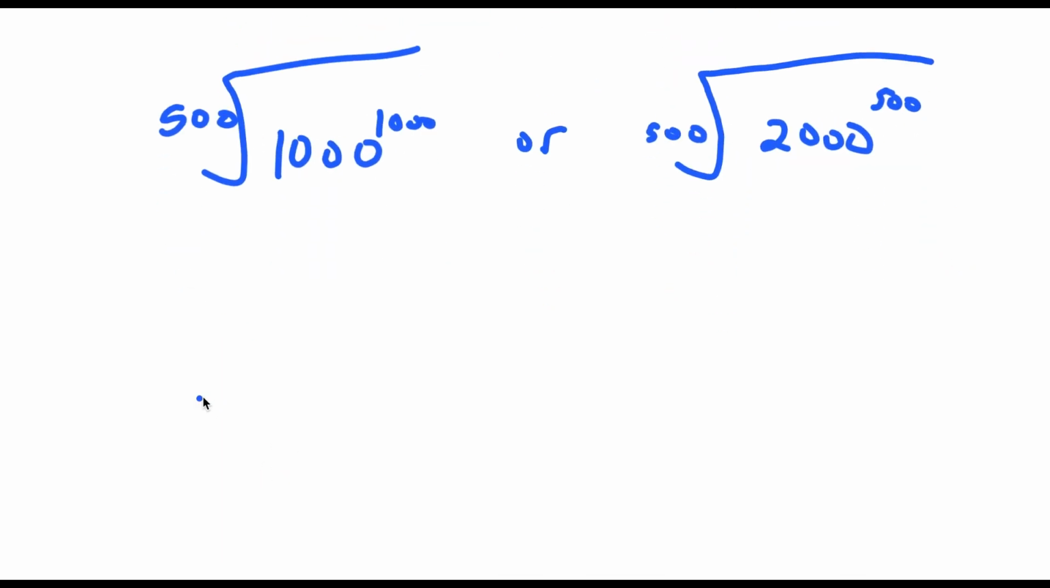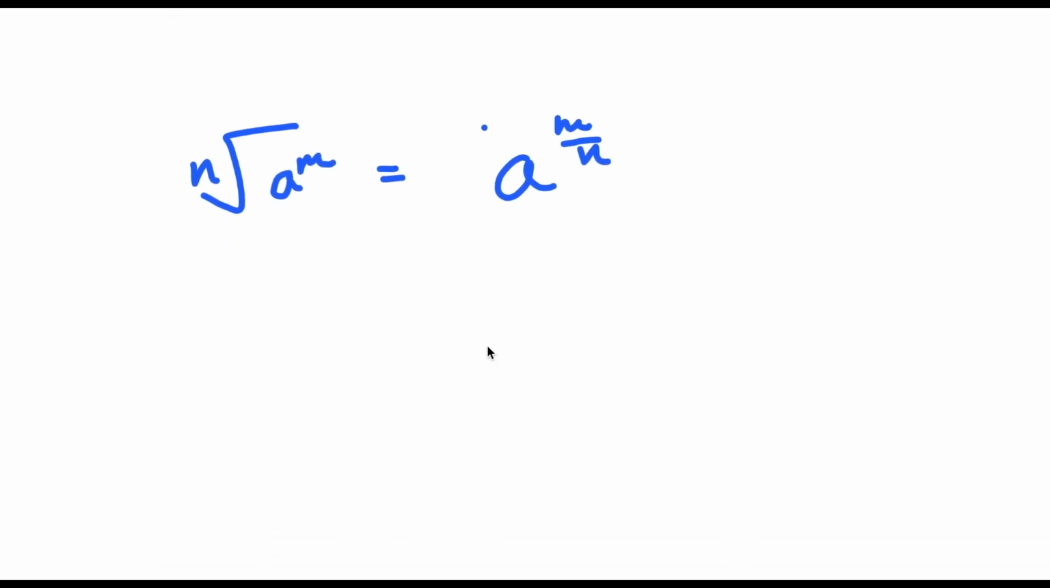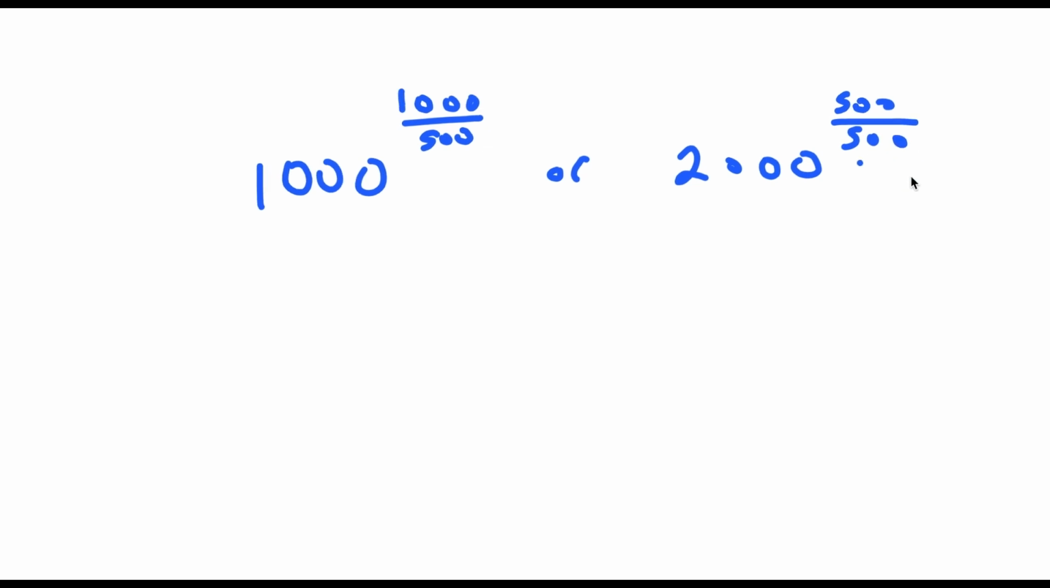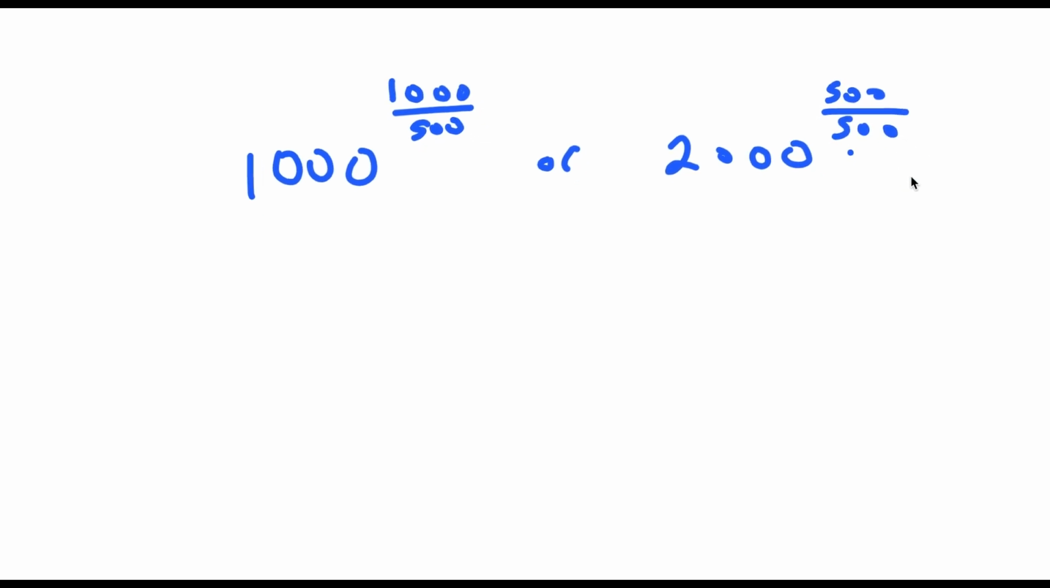Now, if I have something in the form the nth root of a to the power of m, this is the same thing as a to the power of m over n. So this is the same thing as 1,000 to the power of 1,000 over 500, and I'm comparing this to 2,000 to the power of 500 over 500. Now, 1,000 divided by 500 is equal to 2. So I get 1,000 to the power of 2, or 2,000 to the power of 500 divided by 500 is 1.